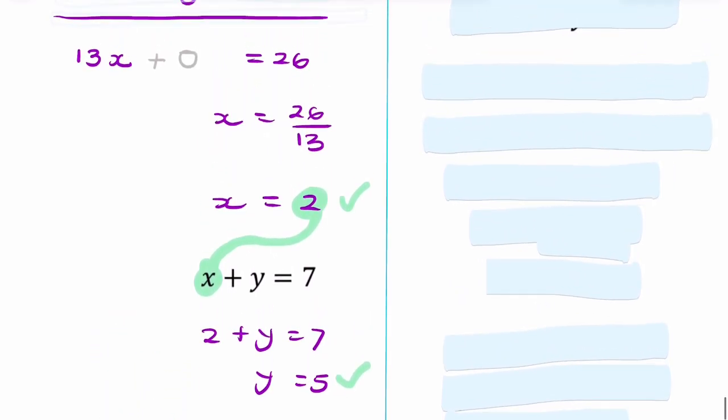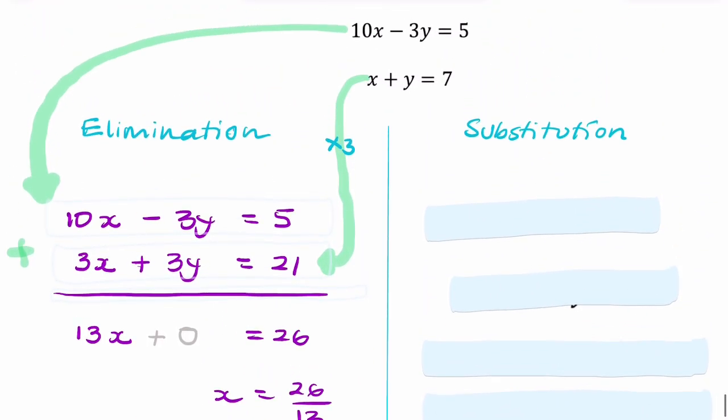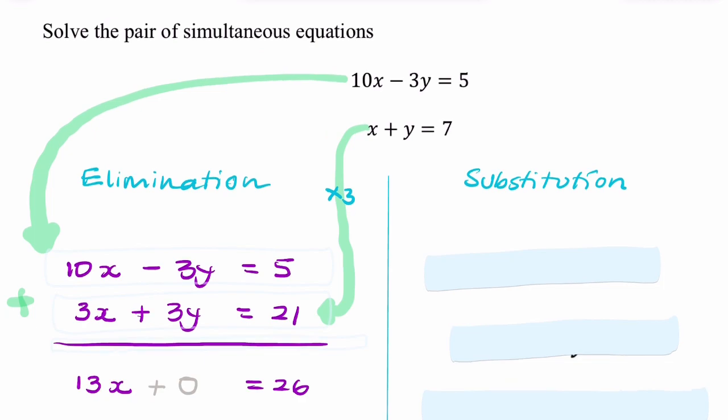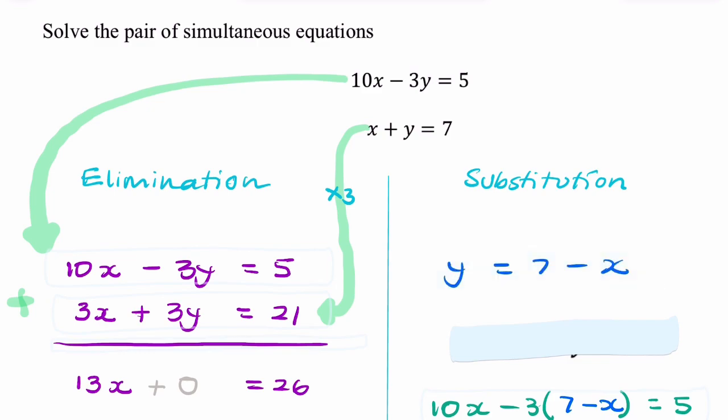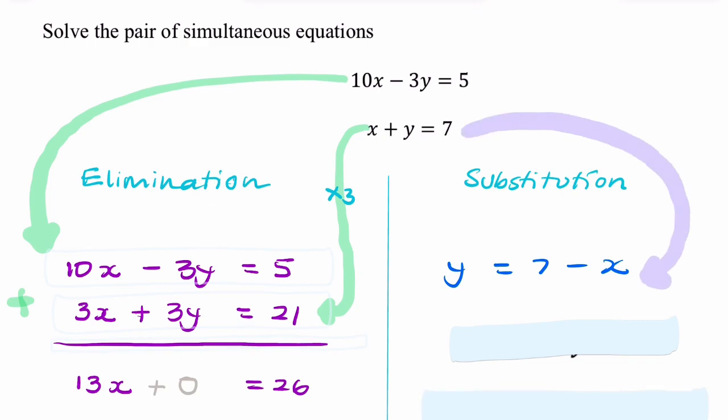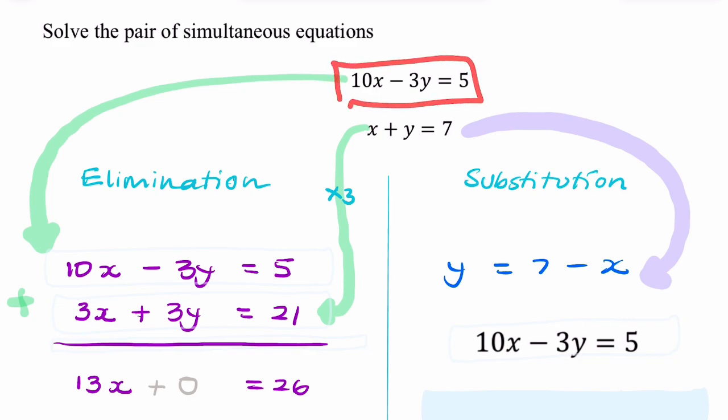Now, an alternative method is to try to rearrange one of these two equations so that we can find x in terms of y or y in terms of x. So in this case, what I've chosen to do is to rearrange this second equation to find y in terms of x. So I can then go back to my original equation, this first equation, and then replace y with this expression here.